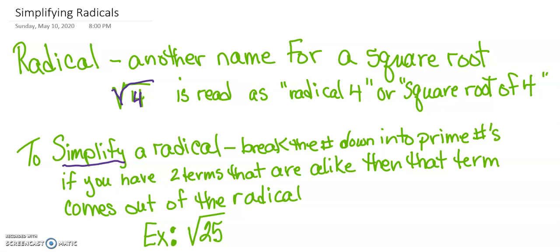When we simplify a radical, we break down the number into prime numbers. I'm going to show you what that looks like in just a moment. But a prime number is a number that is only divisible by 1 and that number. It has no other factors. So if you have two of a kind, or two terms that are alike, then that term comes out of the radical. And I want to show you an example of a perfect squared number here.